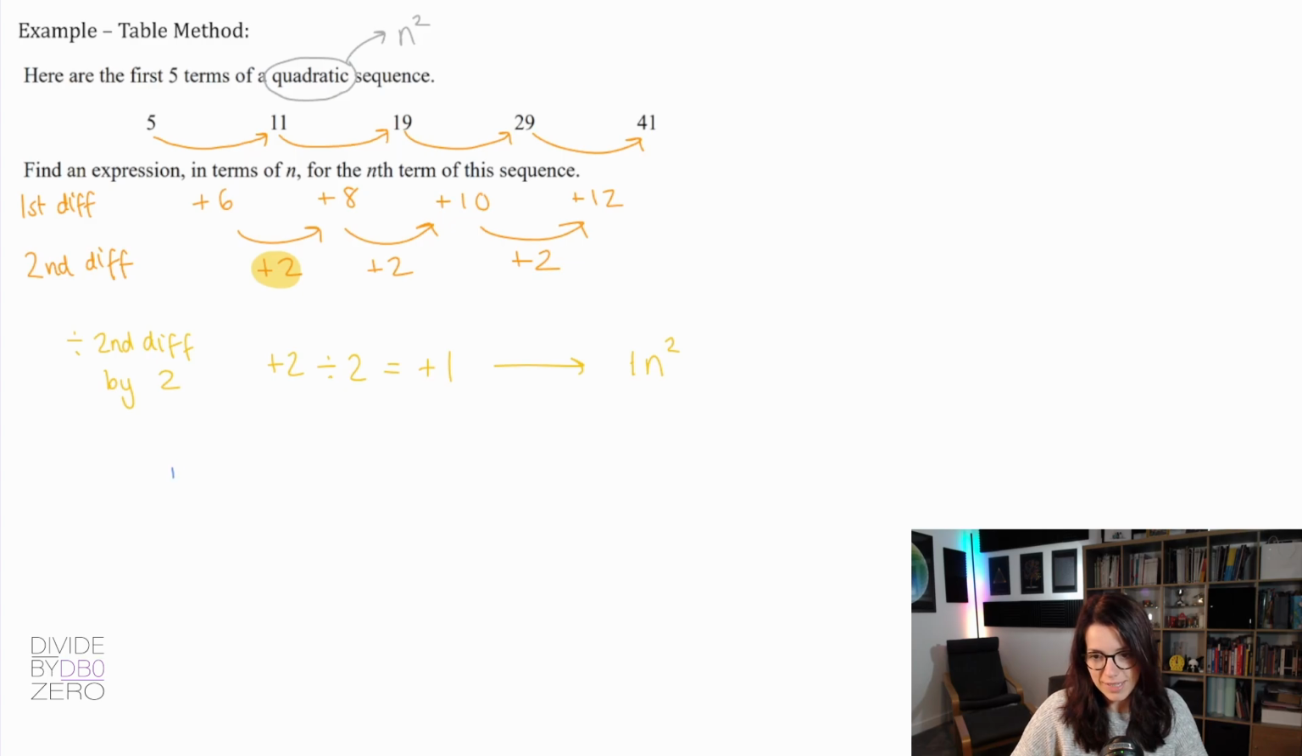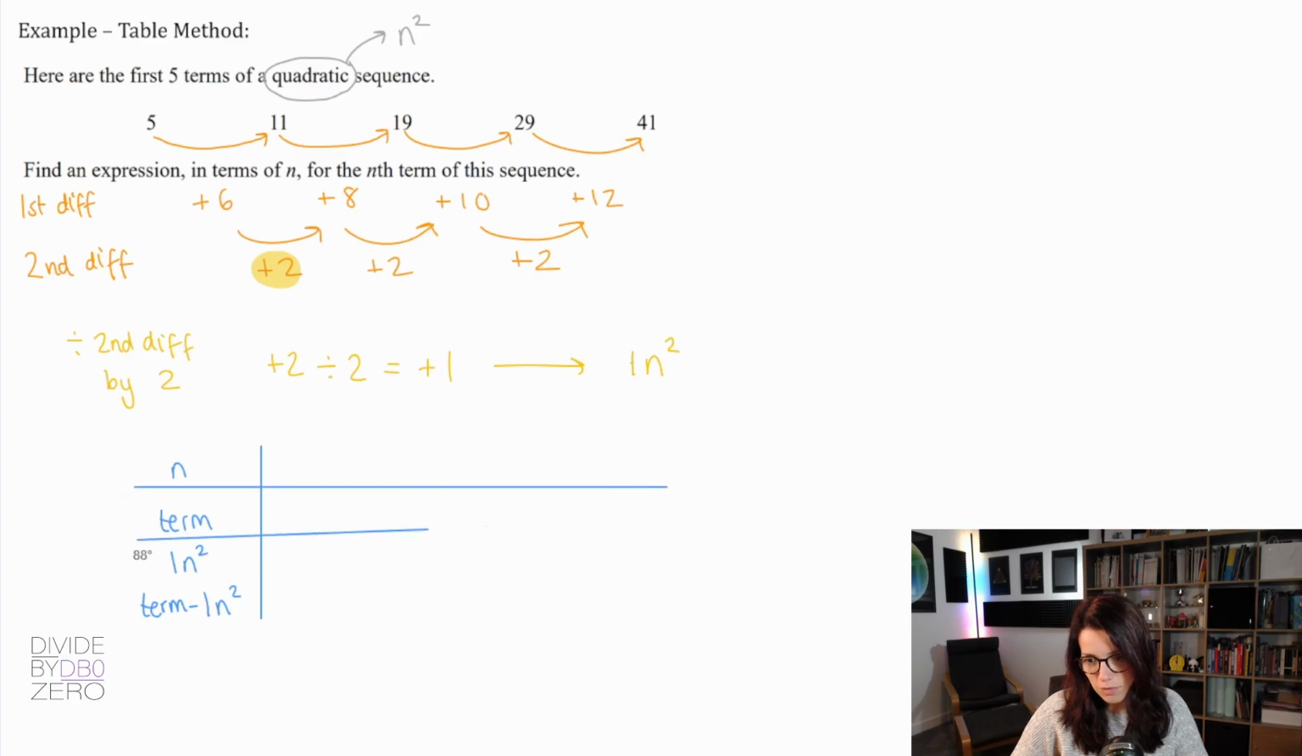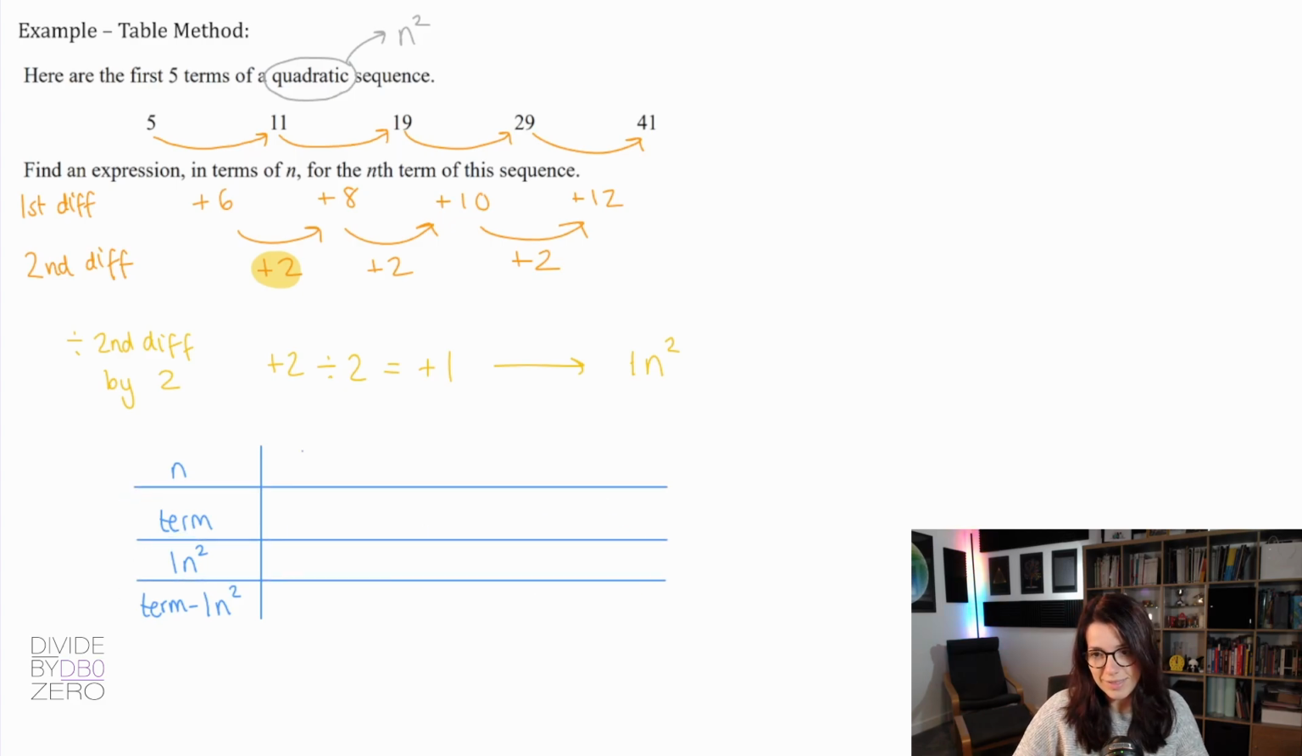So your table is going to have n term, then it's going to have whatever you got for your n squared. So in this case, 1n squared. And then it's going to have term take away 1n squared. So if I just draw a table for that, n is just as it always is, where you are in the sequence. So we're going to have 1, 2, 3, 4, and 5. Term is talking about the terms in the sequence given in the original question. So that's going to be 5, 11, 19, 29, and 41.